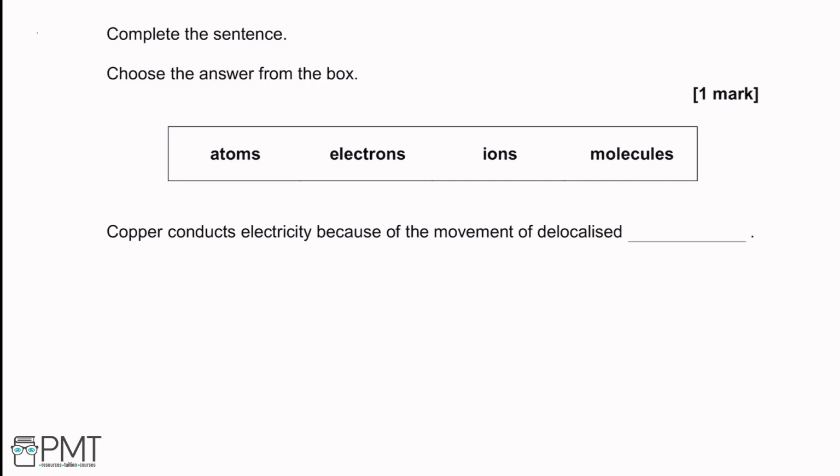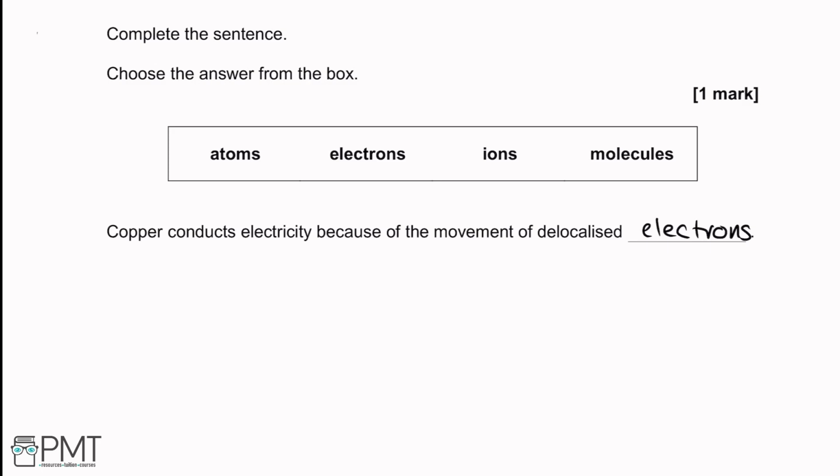So another complete the sentence. Copper conducts electricity because of the movement of delocalized what? We've got atoms, electrons, ions, molecules. Well, I've sort of spoiled the answer to this question in the previous one, and the answer is electrons. Because as I said, in the metallic structure, we have these rows of positive metal ions, these delocalized electrons, which are free to move around the structure and carry charge.